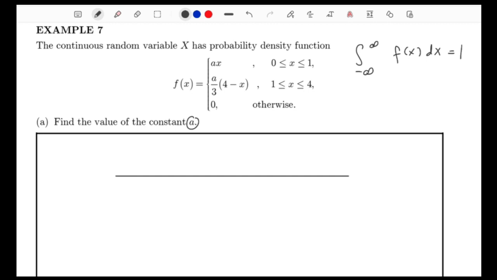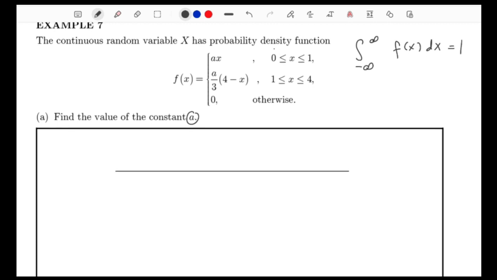So I'm going to draw the number line first and then put up the values of x, which is 0, 1 and 4. Take note that the value here refers to negative infinity and the value to the right is referred to as positive infinity. And then I'm going to put up the function. Between 0 and 1, the function is ax. Between 1 and 4, it is a over 3, 4 minus x, and then 0 otherwise.